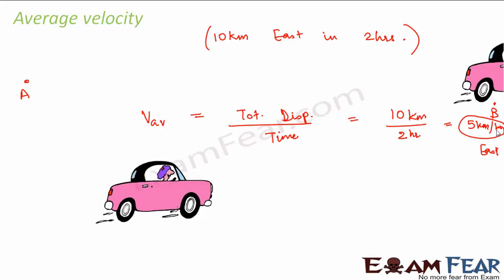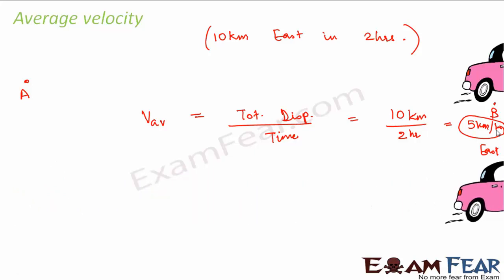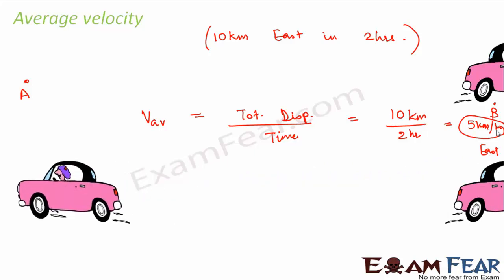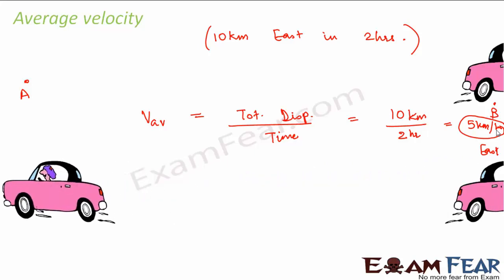Now let us look at this example where the car moves from point A to B and then again comes back from B to A. So it goes and then again it comes back to A. In this case, what is the total displacement? Total displacement is equal to 0 because my starting point and ending point is the same. Therefore, in this case, the average velocity for the journey comes out to be 0. Right?